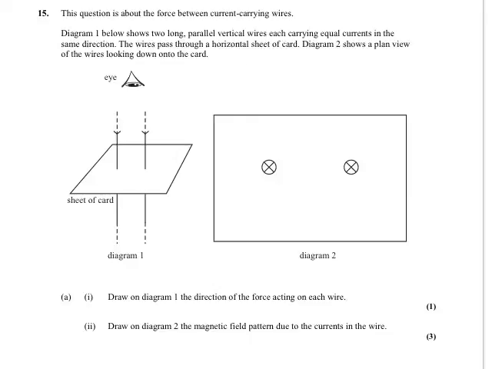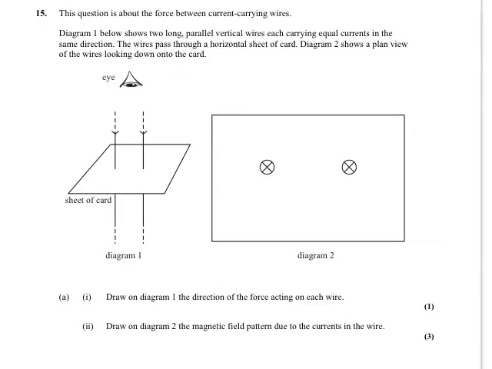Draw on diagram 1 the direction of the force acting on each wire. Now this is a really sneaky question because it's like a free body diagram in a way, because it's asking you to draw the force acting on the wire. First I'm going to draw the field lines to show you how this force is acting.